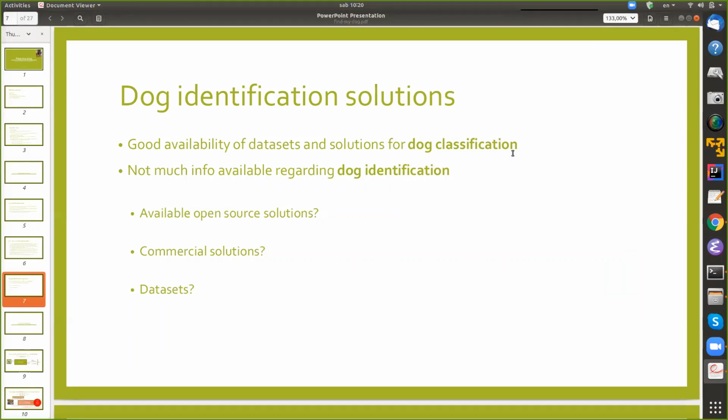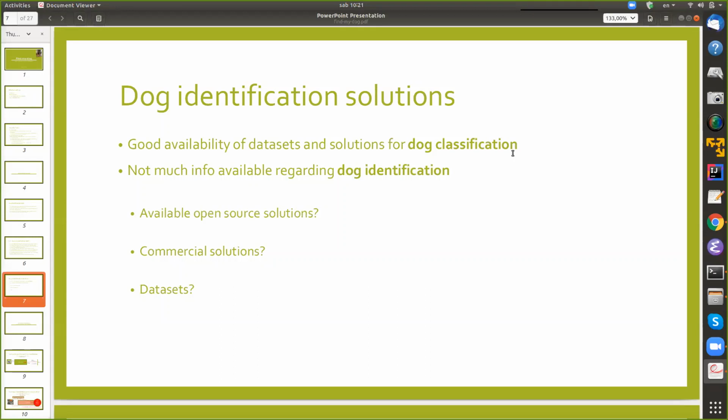Then also existing solutions, maybe open source or commercial. Well, there are not a lot of them. I could not find any open source solution for dog identification when I started the project last year, and no commercial solution either. There were last summer a couple of initiatives that were going to start, one in China, I remember. They were trying to start a project for identifying dogs using the nose of the dogs, like fingerprints.